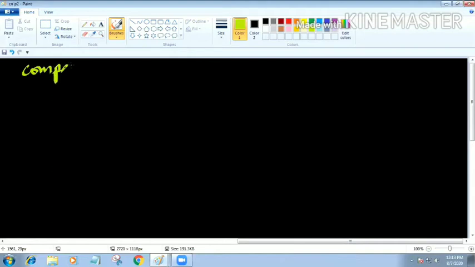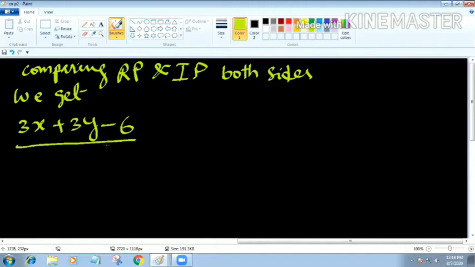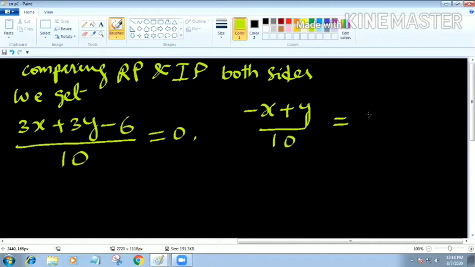Comparing the real part and imaginary part both sides, we get 3x plus 3y minus 6 divided by 10 is equal to 0, and the imaginary part, minus x plus y by 10 is equal to 1.